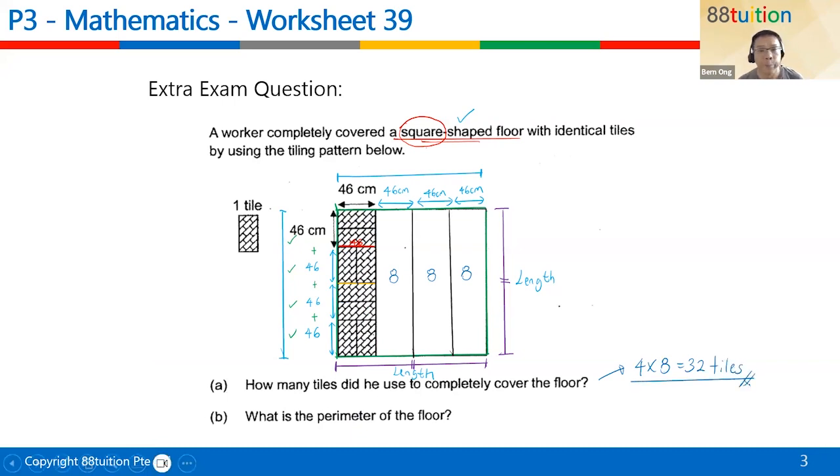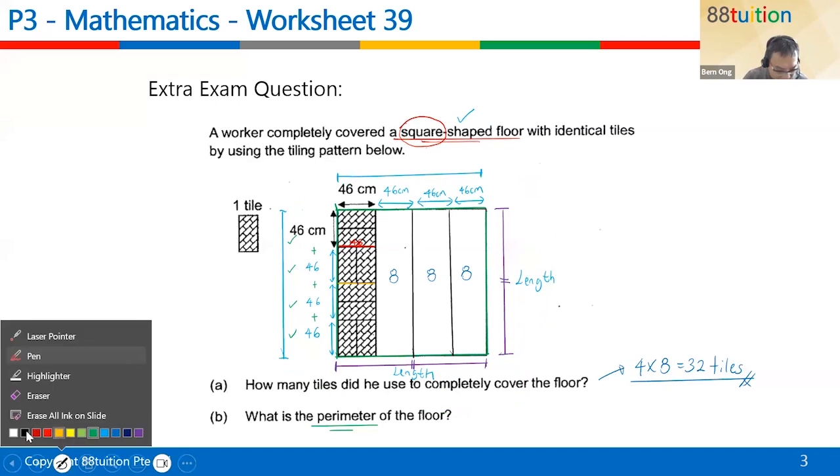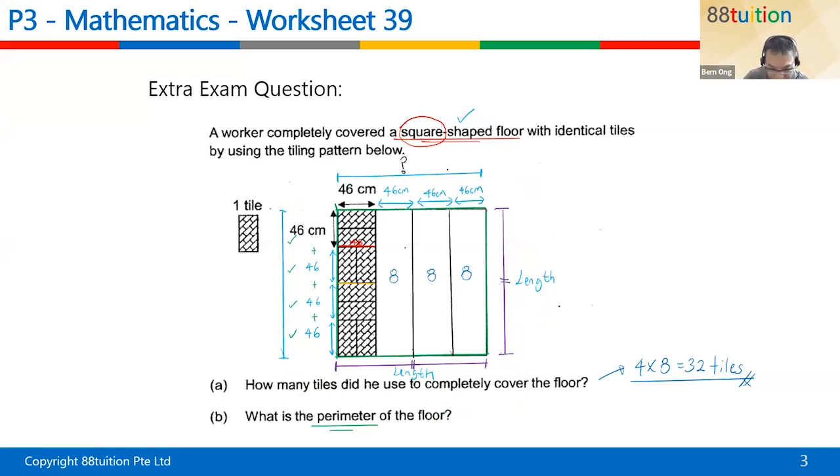It's actually quite useful. Next, they are looking for something called the perimeter. This one is super simple. So the perimeter is one entire round. So what is one of these? It's actually 46 times 4, because got 4 46. So if you do your multiplication, you get 184 centimeter. So this is 184 centimeter.